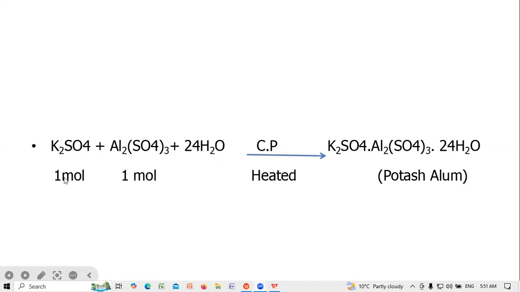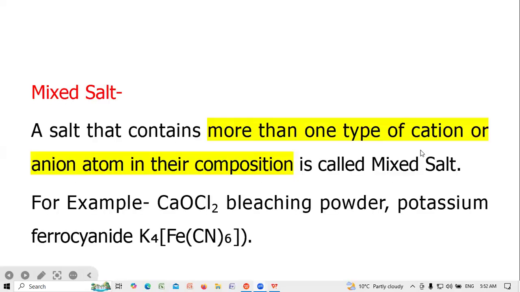See, 1 mole of potassium sulfate and 1 mole of aluminum sulfate are heated up to the crystallization point and form potassium alum. This is the double salt.